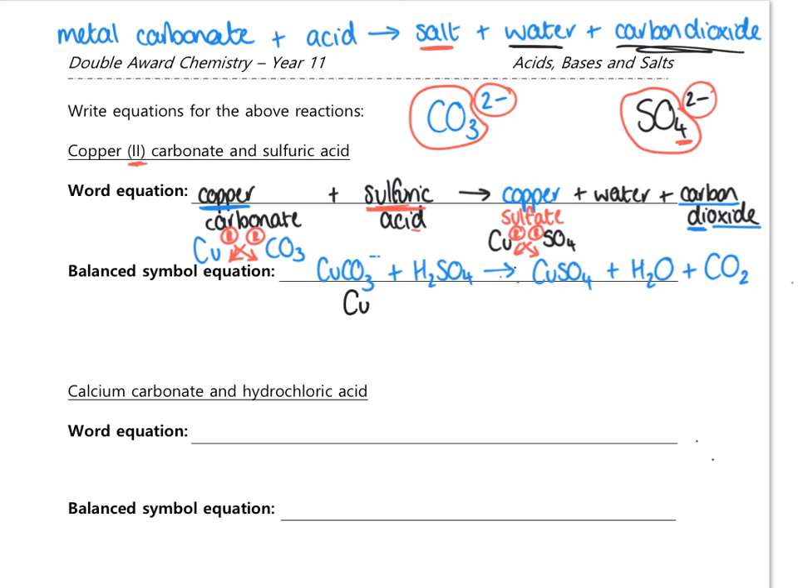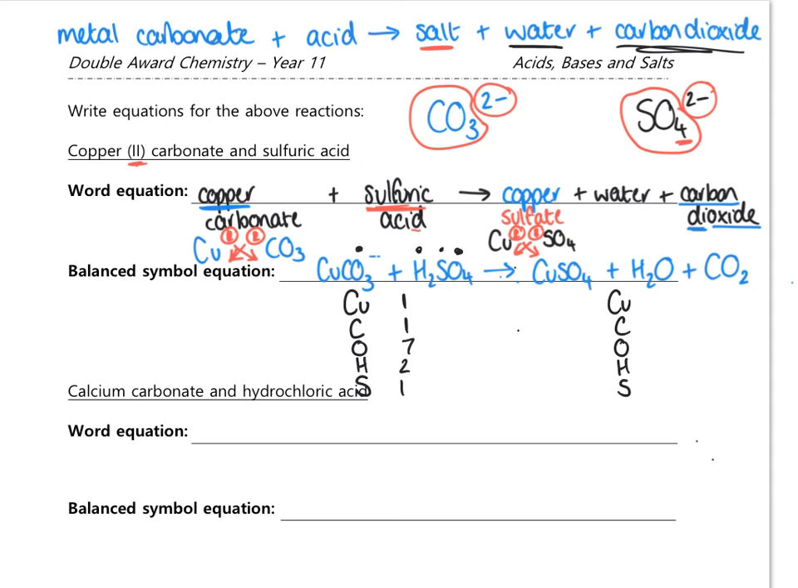So I've got copper, carbon, oxygen, hydrogen, and sulfur. I write that list then on the right hand side as well: copper, carbon, oxygen, hydrogen, and sulfur. On the left we can see that I've got 1 copper, 1 carbon. I need to be careful with my oxygens. I've got 3 here and then 4 here, which is 7. Hydrogens, I've got 2 here, and sulfurs, I've got 1.